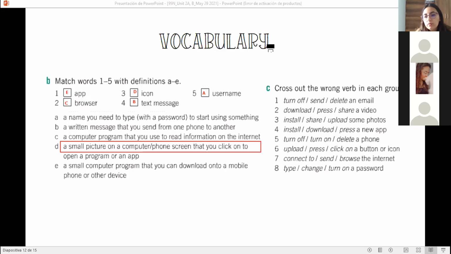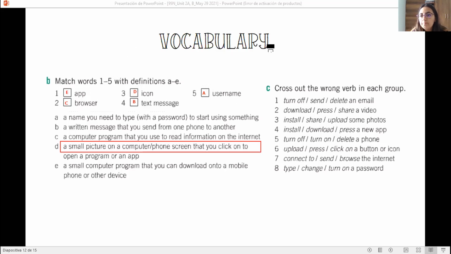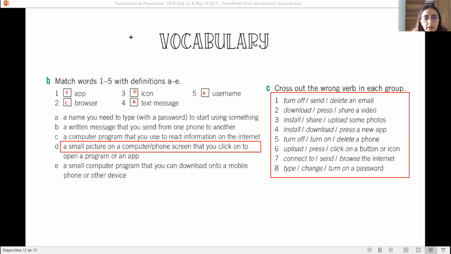And on the other column, we have a verb that is not necessary to be there. So I'm going to ask you to help me recognize what's the wrong verb in each group, okay? So let's read the first one. We have turn on, turn off, send or delete an email. What's the wrong verb here?